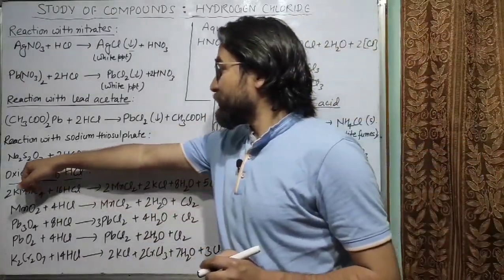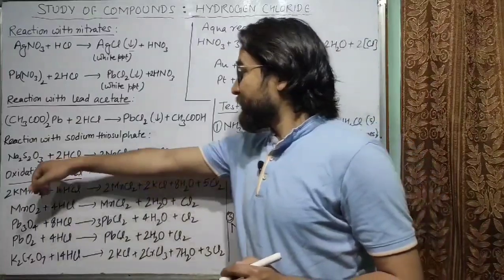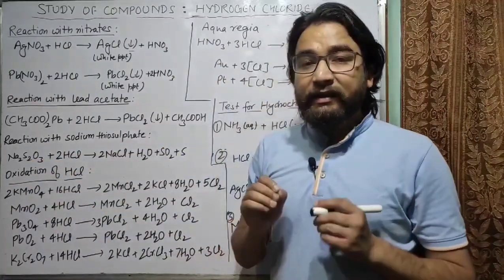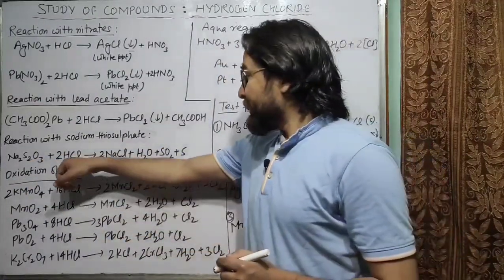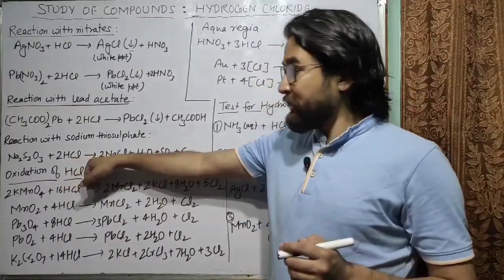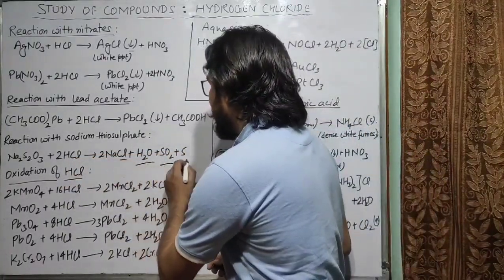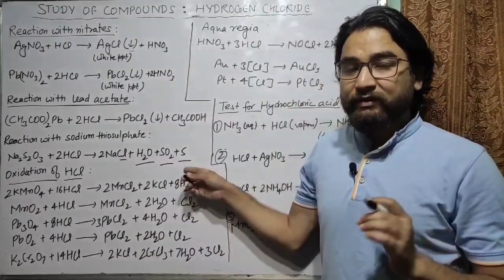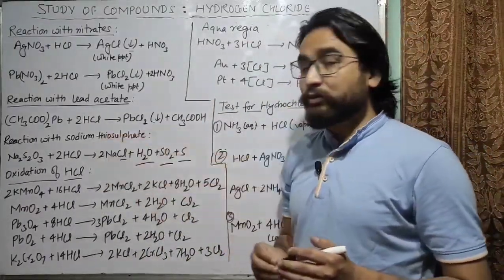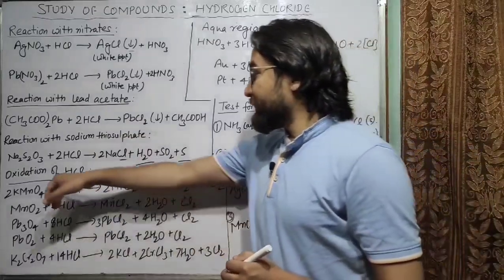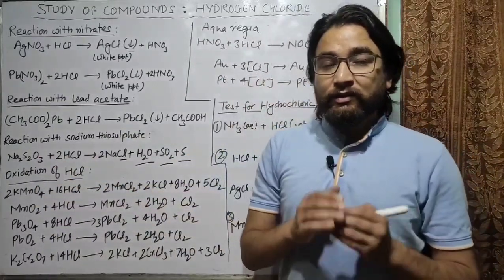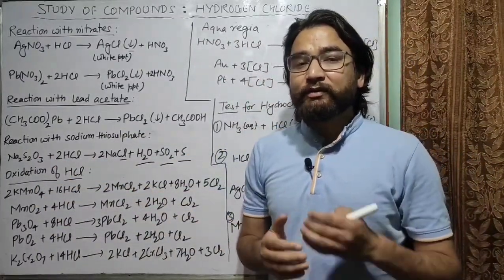Similarly, with sodium thiosulfate, the formula of sodium thiosulfate is Na2S2O3. It will react with HCl and form sodium chloride, water, sulfur dioxide and sulfur. So this is the reaction with sodium thiosulfate. Now the next is oxidation of HCl. There are some important reactions of oxidation of HCl.